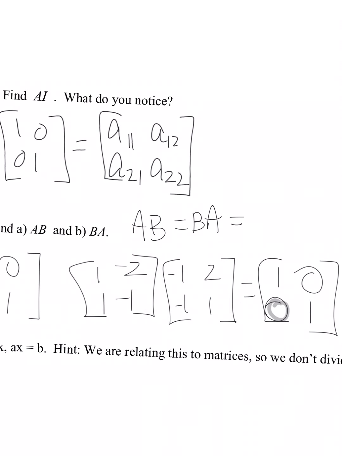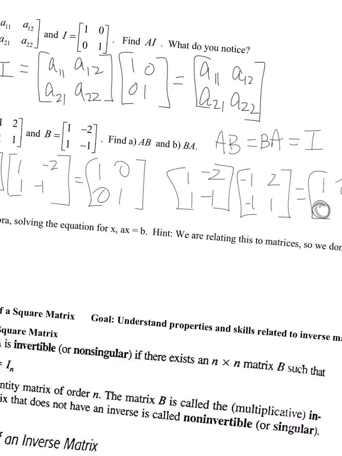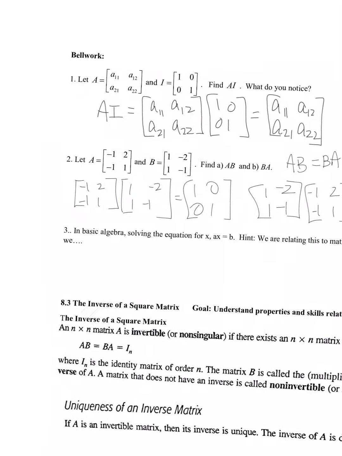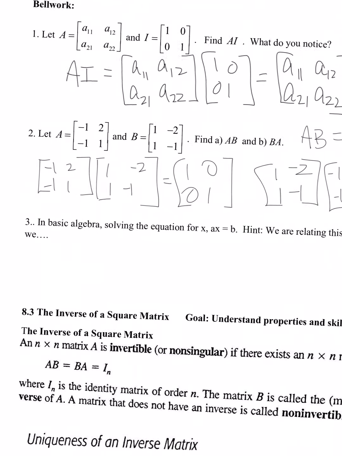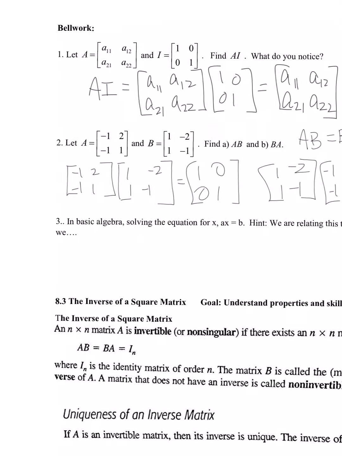So we see that in any order, A times B is equal to B times A, which is equal to the identity. Think about two numbers that we multiply and get 1. Those are reciprocals of each other, and they're also inverse operations. Like 5x equals 10, we divide by 5 or multiply by its reciprocal 1/5, inverse operations. So these are considered inverse matrices of each other.